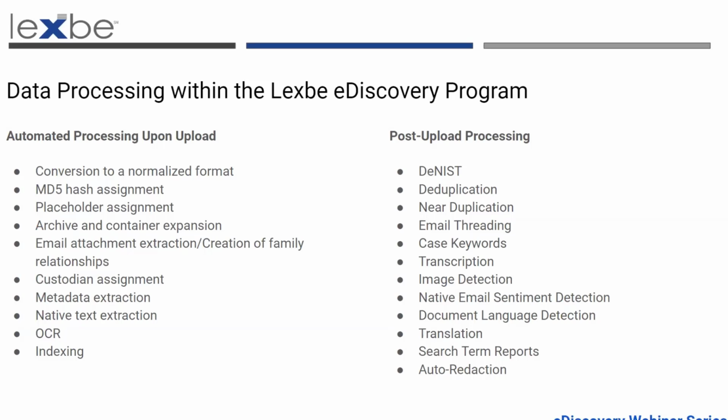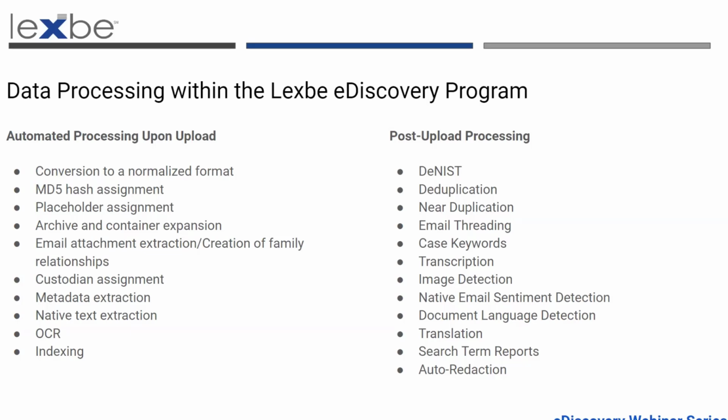Processing that occurs automatically when data is uploaded includes conversion of the data to a normalized format, which is usually a PDF. It generates a PDF that allows redaction, annotation, and the like on the documents. Automatic processing is also going to include MD5 hash assignment and the assignment of placeholder files for files that aren't supported by the platform or for files that fail to generate a normalized PDF document.